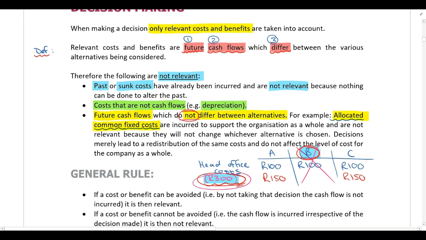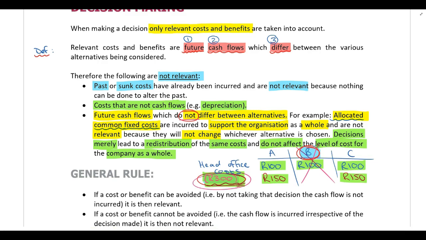If you look at what I've said in the paragraph above, allocated common fixed costs are incurred to support the organization as a whole, and they will not be relevant because they do not change whichever alternative is chosen. Decisions merely lead to a redistribution of the same cost, and it does not affect the level of cost for the company as a whole. So we saw for the company as a whole, the cost is still 300 Rand. The only thing that changes is we are redistributing the same cost. So instead of splitting the cost equally across three divisions, we are now splitting the cost between two divisions. But in total, the cost does not change.